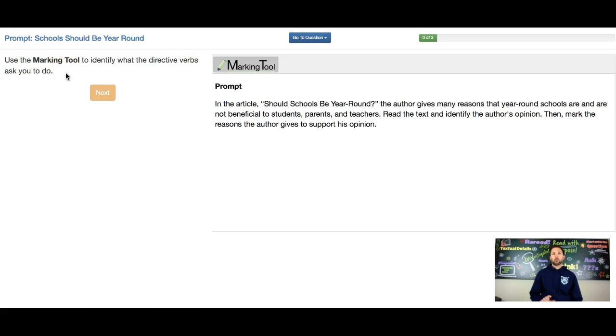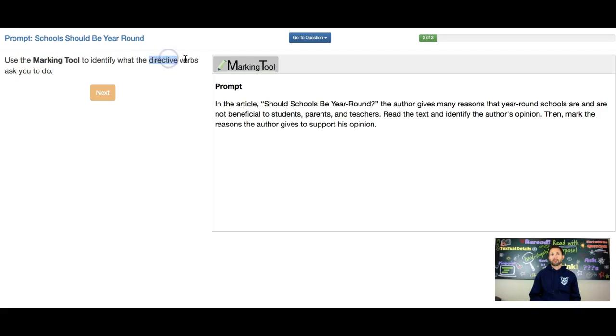Now, there's an important part about reading the question where we want to make sure we understand it. So sometimes we want to reread, and that's just right above my head. Right over there, you got it. See that right there in purple? Reread. We sometimes want to reread our questions as well so that we understand exactly what we're being asked to do. Use the marking tool to identify what the directive verbs ask you to do.